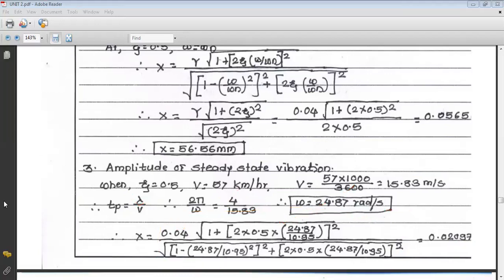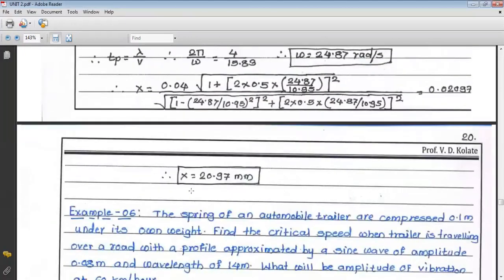So this is the displacement, that is the steady state amplitude x at a speed of 57 kilometer per hour, that is 20.97.